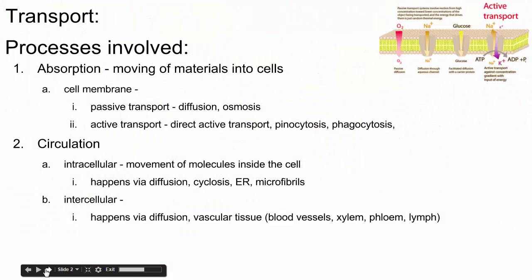So if we start with the basics, when we talk about transport, we're talking about materials moving into a living organism and moving within it. And it involves two steps. First up, materials need to get into the actual organism. That's called absorption, moving materials into a cell. And in order to get materials into a cell, they have to pass through the cell membrane. You know that's the outermost living barrier of all cells.